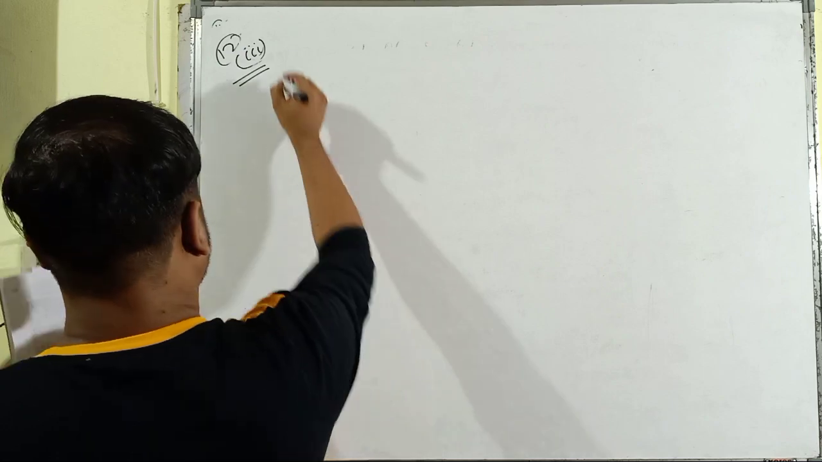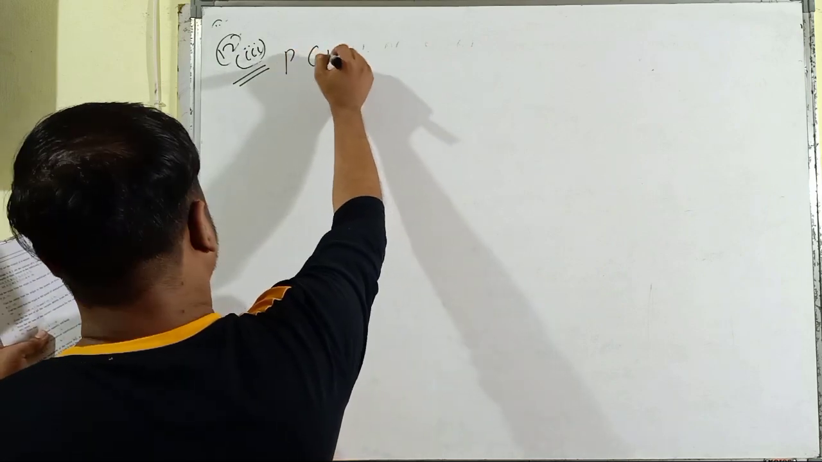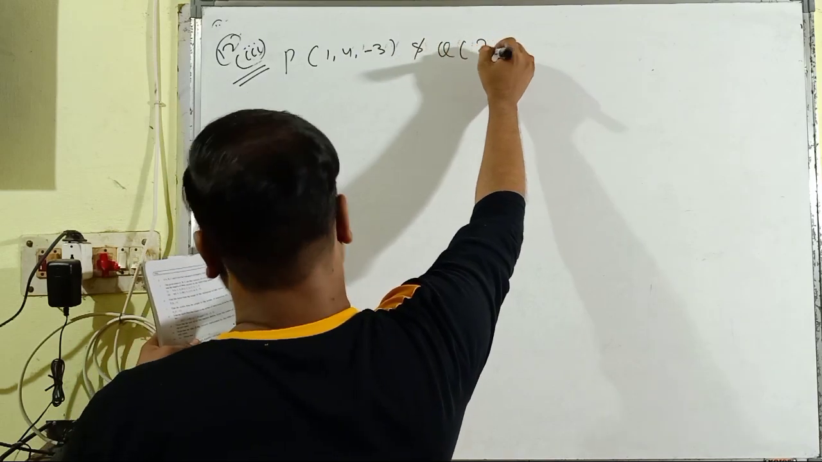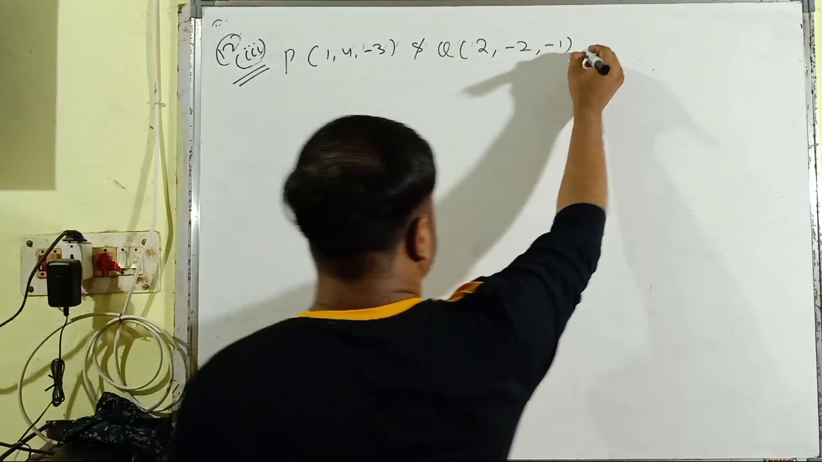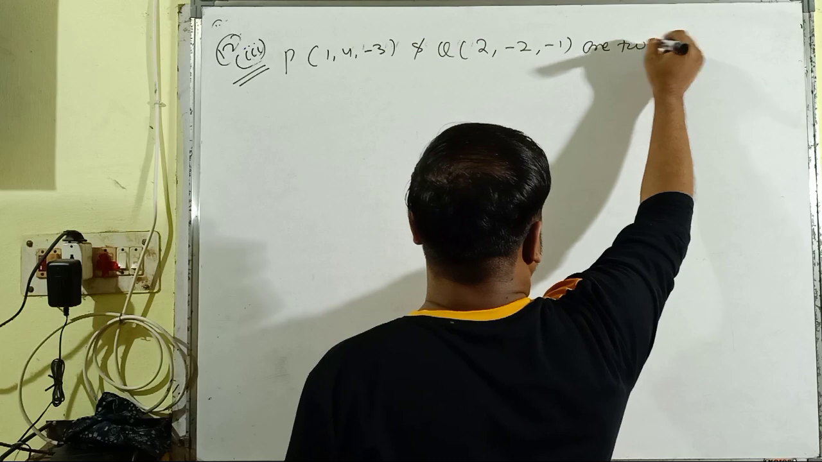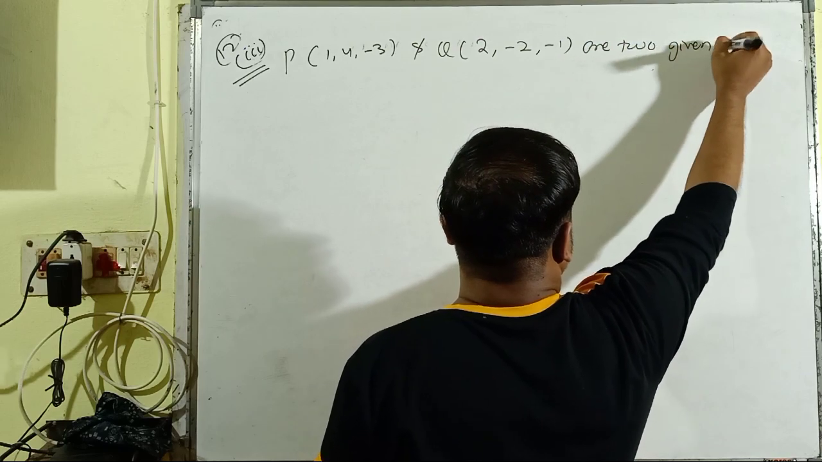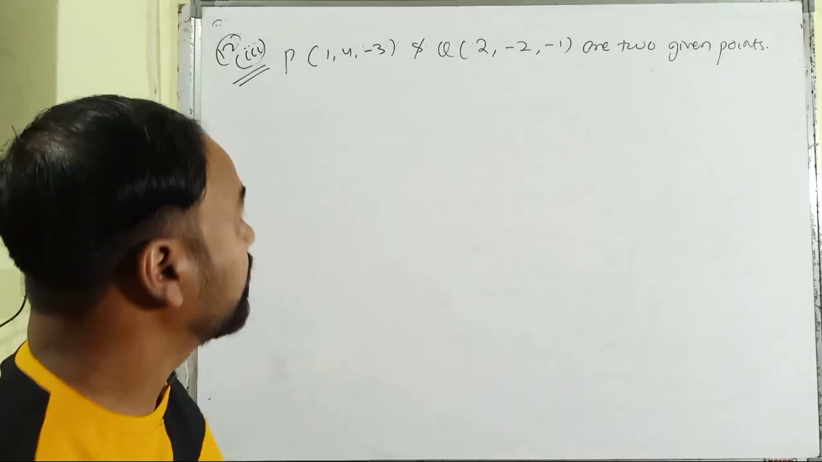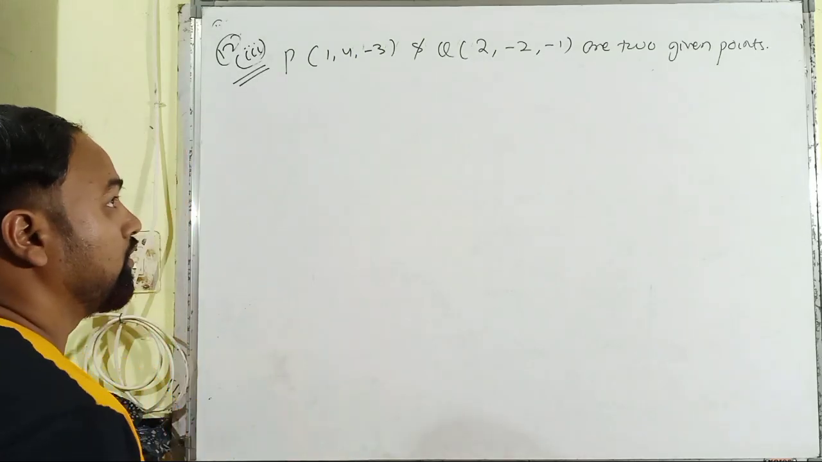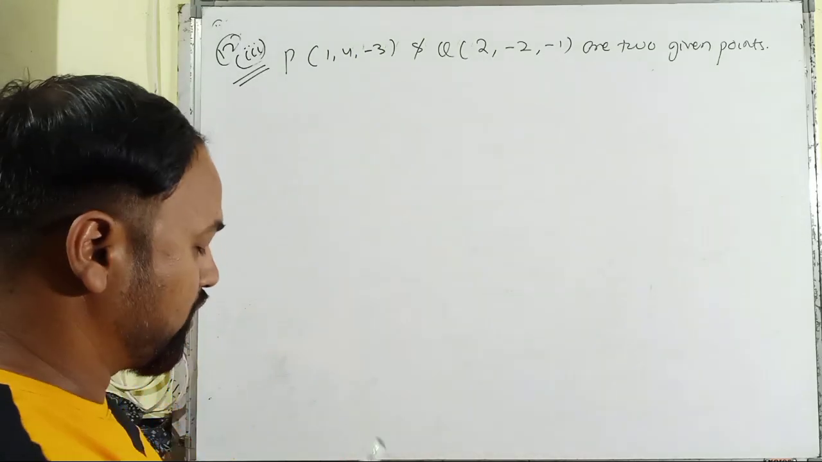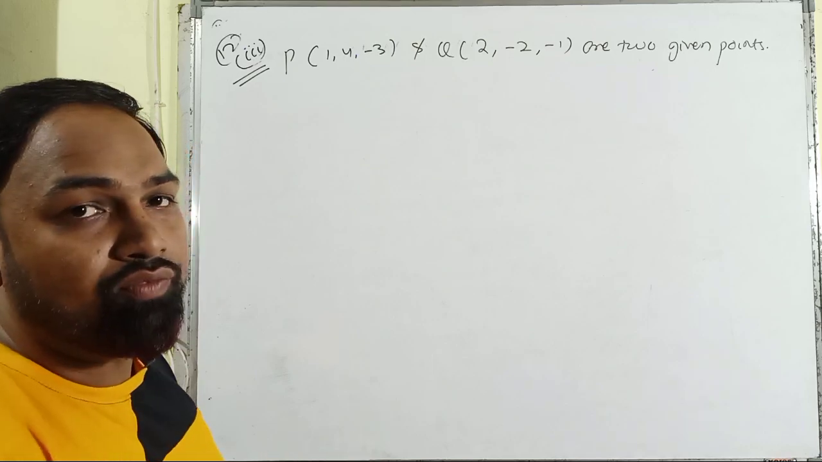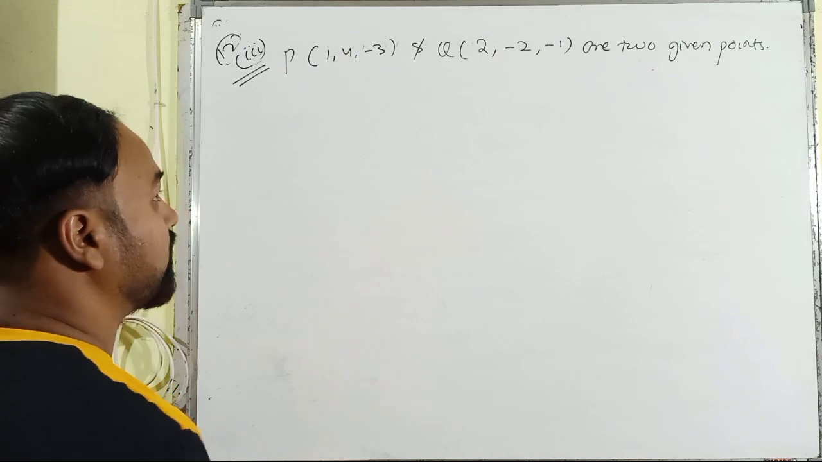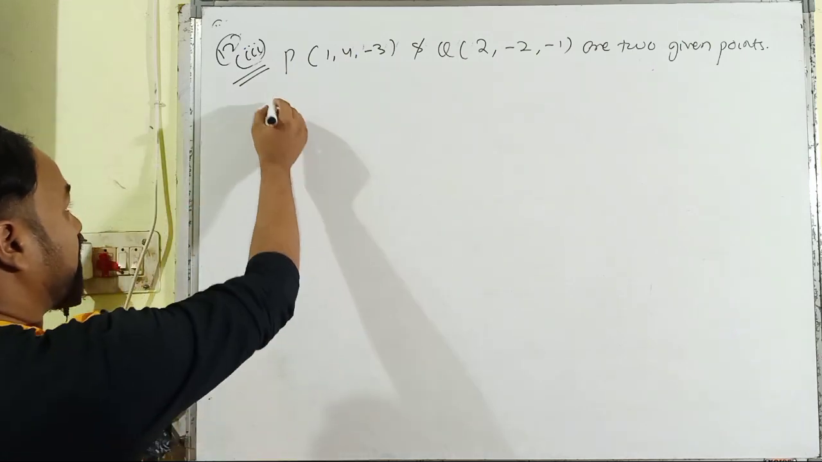So here it is the third bit. P (1, 4, -3) and Q (2, -2, -1) are two given points. Here, first of all, we have to find out the PQ vector, then its scalar components, and then its vector components, and in the end we have to find out its magnitude.